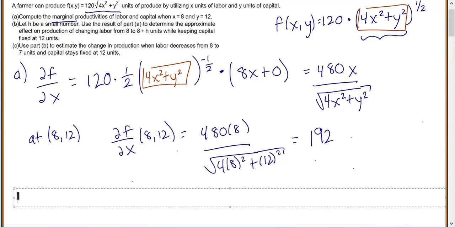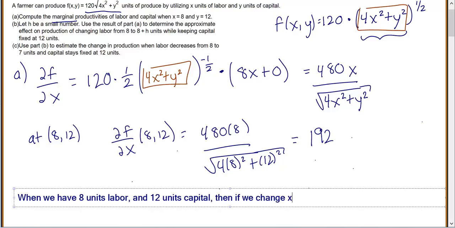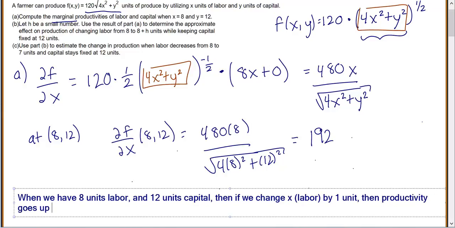This means that when we have 8 units labor and 12 units capital, then, remember, a derivative tells us slope. And slope is rise over run, or it tells us if we change x, how much does y change? Or in this case, if we change x, how much does f change? So if we change x, labor, by 1 unit, then productivity goes up by 192 units.